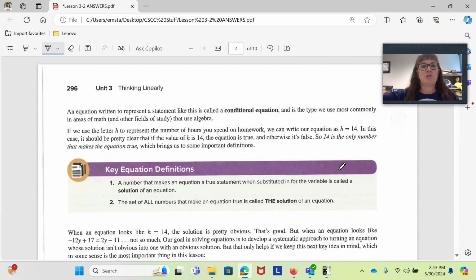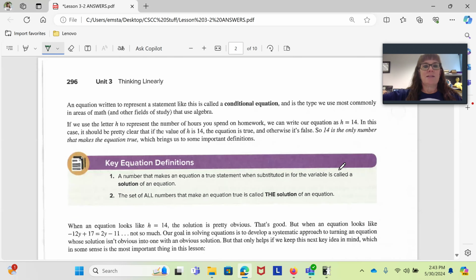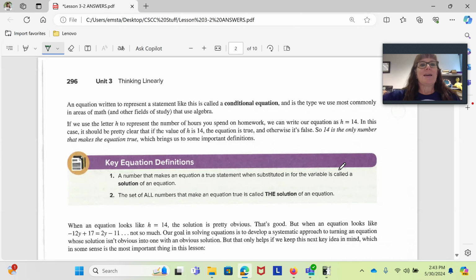At the top of page 296, they define a conditional equation. An equation written to represent a statement is considered a conditional equation, and this is the type we most commonly use in math and other areas, and we use algebra to solve these. If we use the letter H to represent the number of hours we spend on homework, we can write our equation as H equals 14. So the only solution that works is 14. And I know that sounds obvious, but we'll get into equations where it's not quite as obvious.